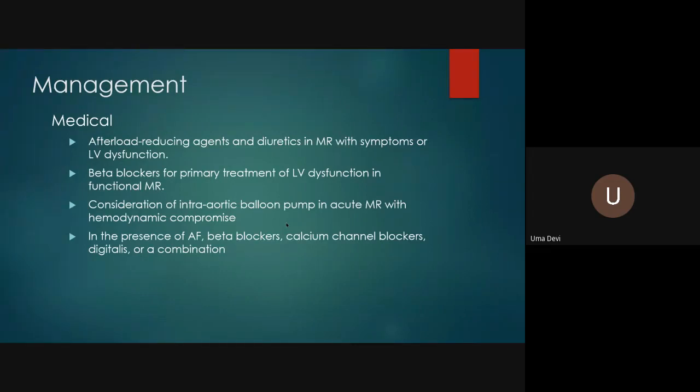Medical management: if a patient comes with acute MR, you have to see them like any other patient, airway, breathing and circulation, and that is separate. Now we'll talk about chronic MR. When there is chronic MR, first we have to give afterload reducing agents and a diuretic. What afterload reducing agent can be given? Nitrates? No, nitrates only in ischemic heart disease. It is a very short acting drug.